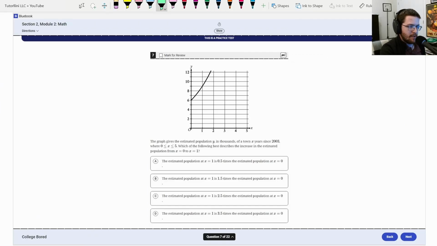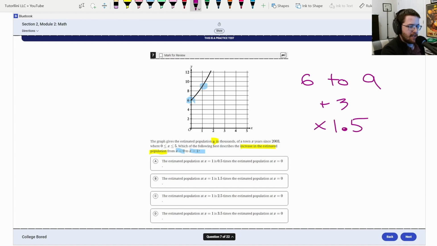Okay, question 7. So they want us to pay attention to the increase in the estimated population, which is y. So we're looking at y values from x equals 0 to x equals 1. So when x equals 0, we get a y value of 6. And when x equals 1, we got a y value of 9. So it goes from 6 to 9. That's an increase of plus 3. And 9 divided by 6 is 1.5. So another way to phrase it would be an increase of times 1.5.